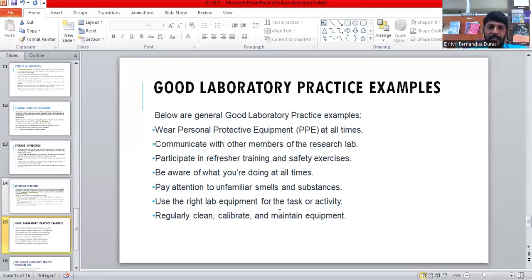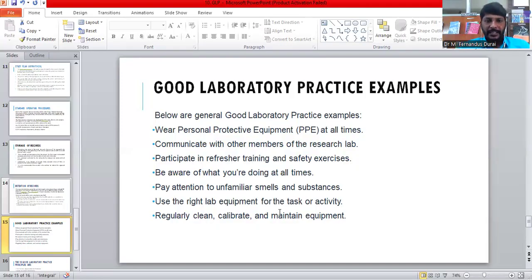Now, be aware of what you are doing at all times, whether it is clinical or non-clinical, a drug or a food. When we are going to test the composition or quality of the sample, you should be aware of what you are going to do. Pay attention to unfamiliar smells and substances. Okay, so we should be very clear. We should pay 100% attention to what substances and smells arise during the work.